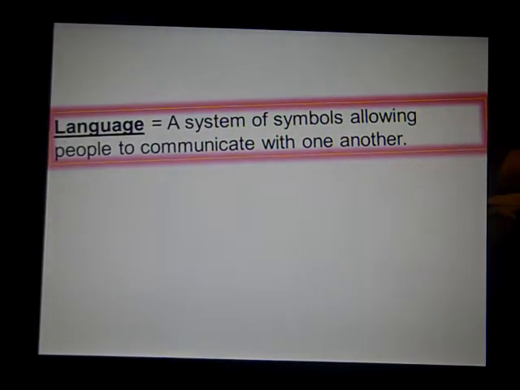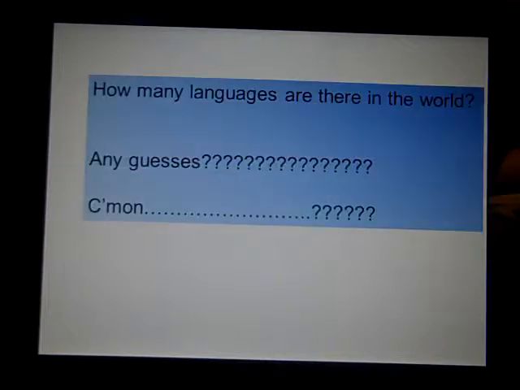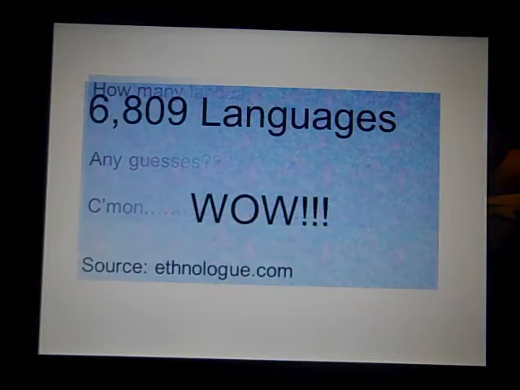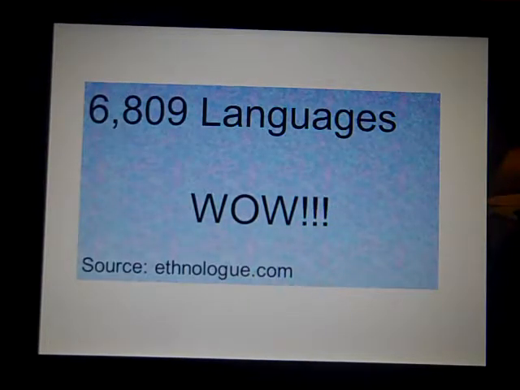Language is simply a set of symbols that allow people to talk to one another or to communicate with one another. There's not just one language, obviously. There are many, many languages that exist in the world. Maybe you can stop for a second. Take a guess. How many languages do you think there are? 1, 10, 100, 10,000, a million? Well, there are roughly 7,000 languages in the world.